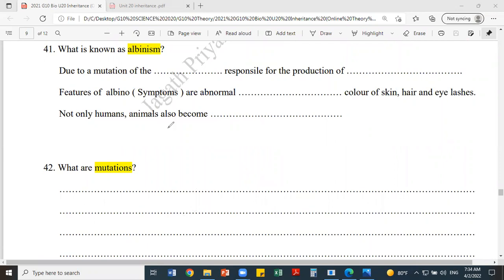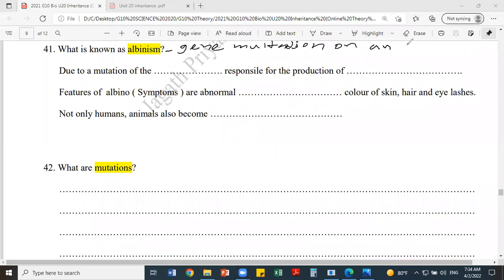This is also due to gene mutation on autosomes. Due to gene mutation, write it in front of this. Due to gene mutation on, not on sex chromosome. Both these thalassemia and albinism, the problem is not on the sex chromosome, it is a recessive gene on an autosomal chromosome.